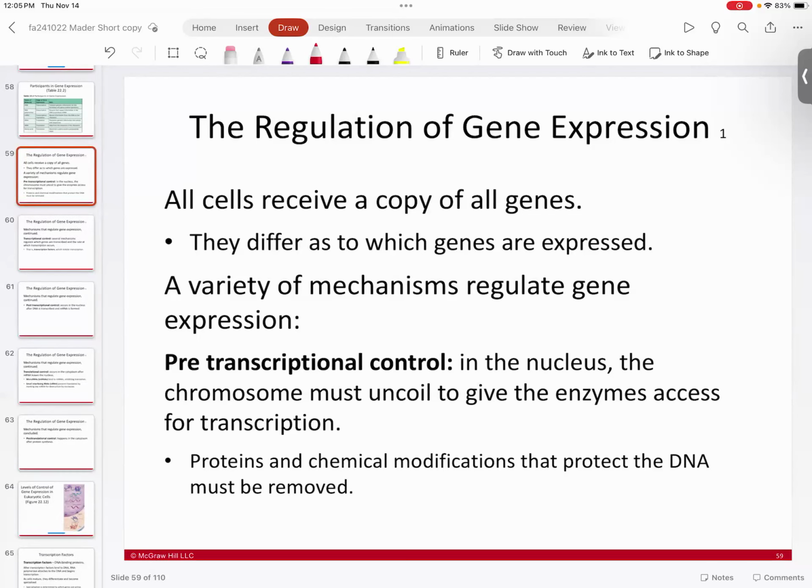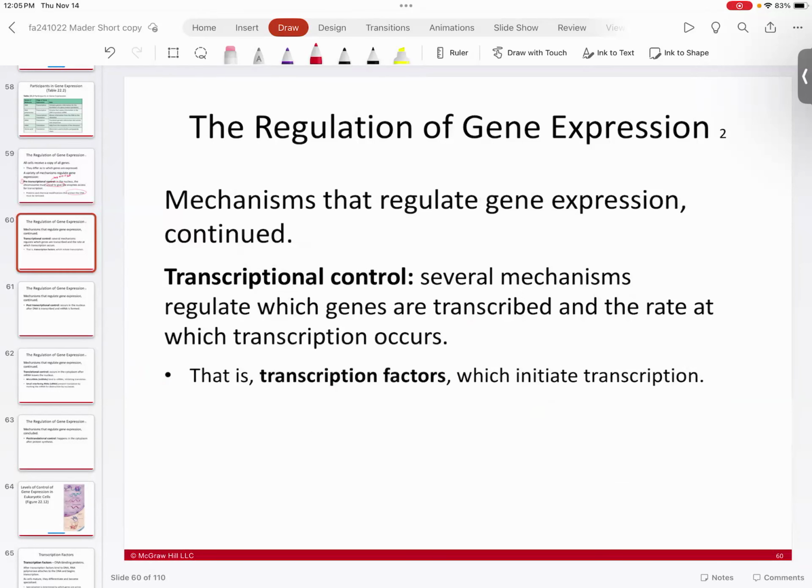One way to control them is what's called pre-transcriptional control. So you can uncoil the DNA, or pack it tighter, so that enzymes can or cannot access it for transcription. That's one way to do it. You can also modify the DNA to protect it so that it's not transcribable. So you can change the access of the DNA. If your DNA is not accessible, then you're not going to be able to do anything with it.